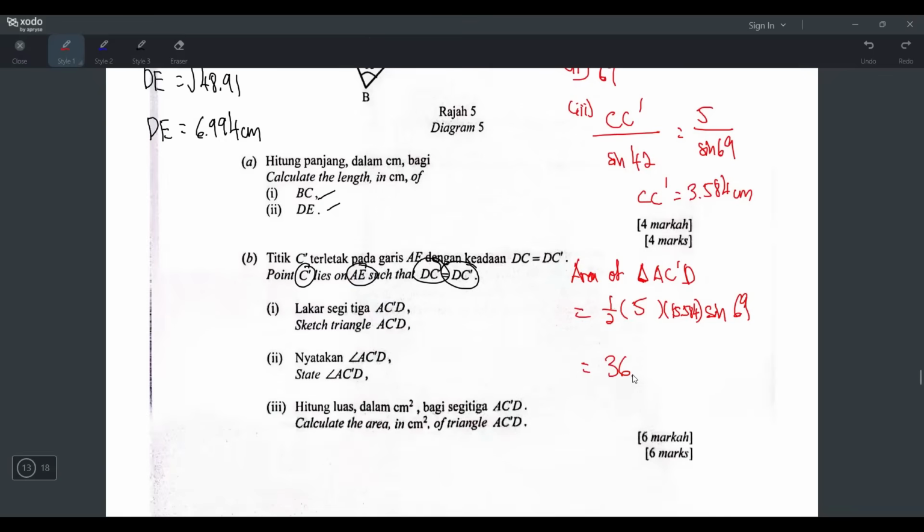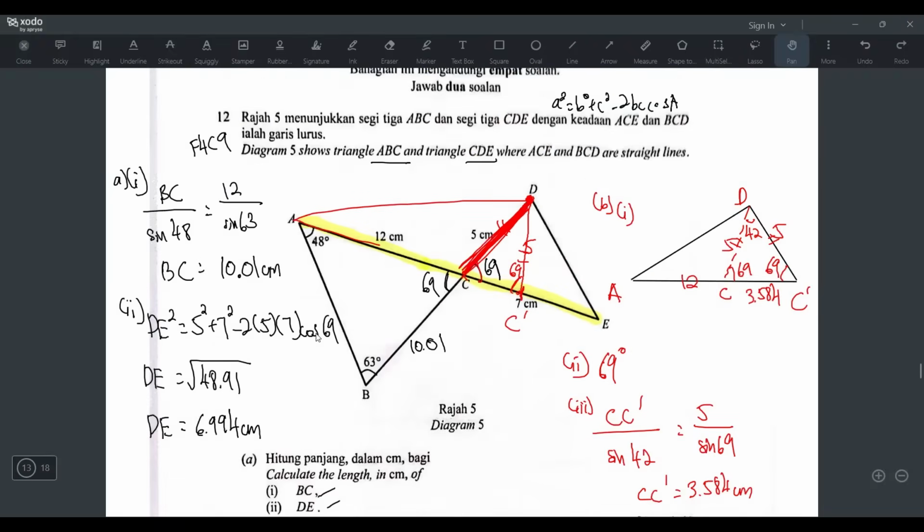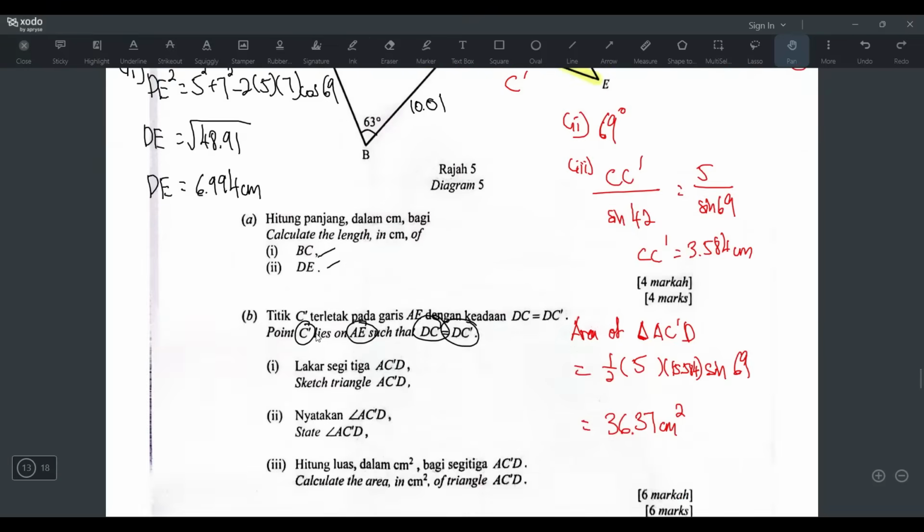36.37. Okay, right in four significant figures also. So that's all. Right? So this is how I would do it. Hope you understand. Okay, let's continue. Let's move on.